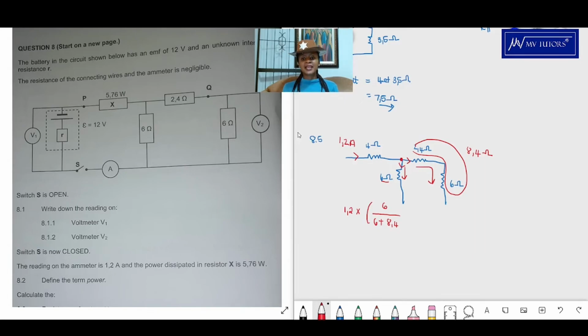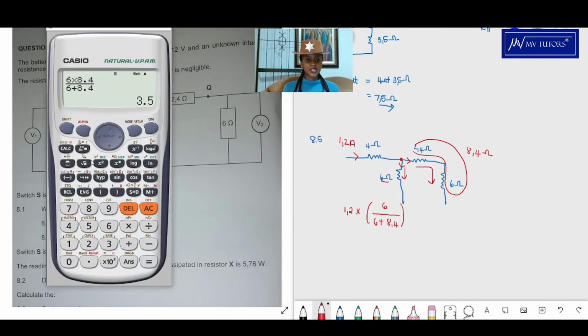So it's like getting a percentage basically. You have 6, you have 8,4. What percentage is that 6? If you were to work out a percentage, it would be 6 over 6 plus 8,4, multiplied by 100. So it's basically 42% of it that goes through the 6 ohm resistor. And if I take that 42% and multiply it by 1,2, I get 0,5. So I know that 0,5 amperes passes through the 6 ohm resistor. Now let me use a different color for this one.